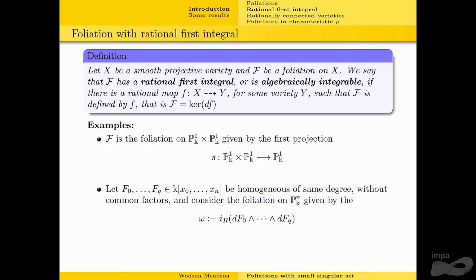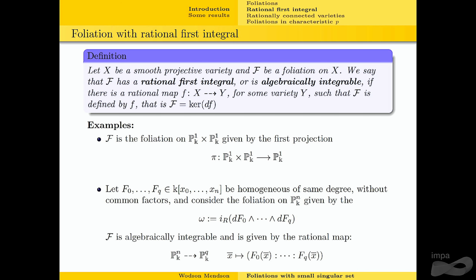Another example is what we call a rational foliation on Pn. You take a bunch of polynomials of the same degree without common factors. You consider this q-form, given by the contraction of the radial vector field with this (q+1)-form. This foliation is algebraically integrable and is given by this rational map, whose components are the f_i. Okay?